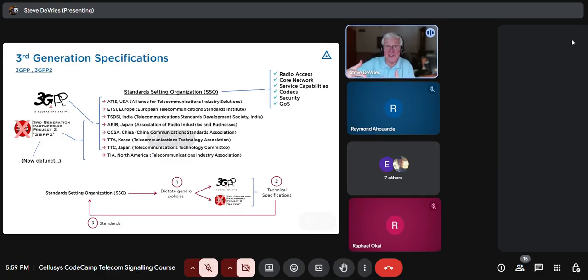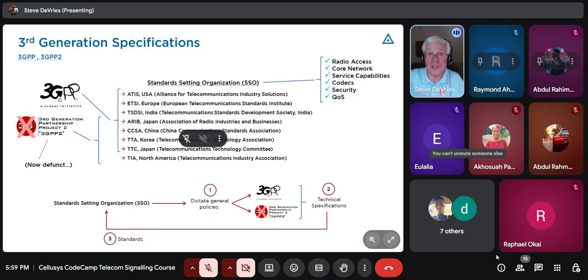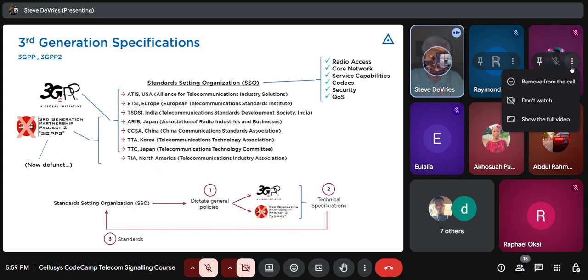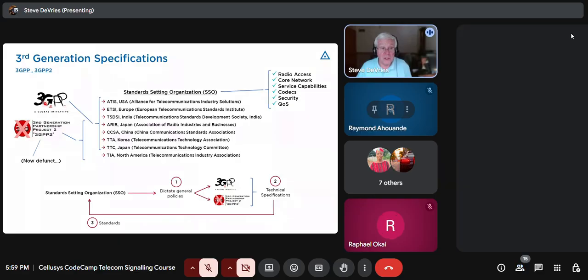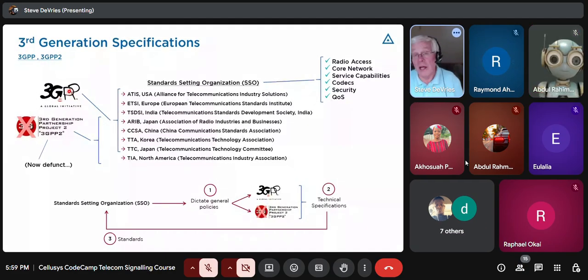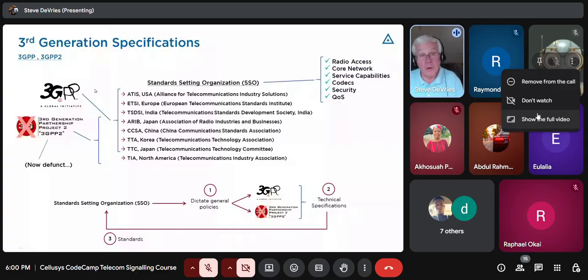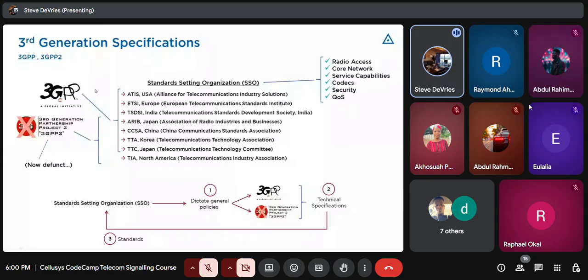So the standard today in mobile telecommunications, as far as your radio standards, your core network standards, all of your capabilities, your coders, your security, quality, all these things, are written by this group right here, which is called 3GPP. You can go out to www.3gpp.org, it's .org for sure, and you can download one of those standards. We'll do that a little bit later.